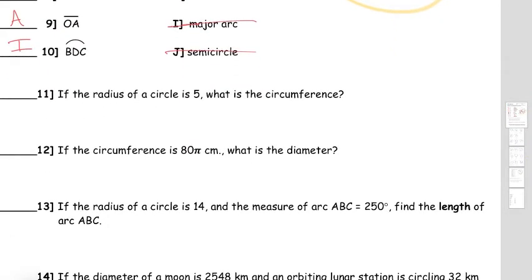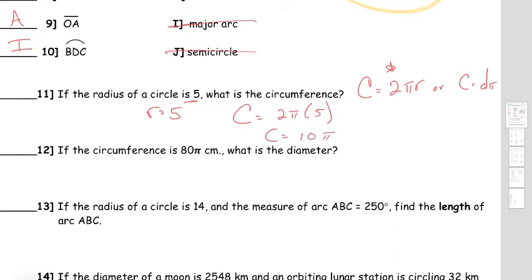Moving on. It says if the radius of a circle, R, is 5, what is the circumference? Well, remember, circumference can be given in two ways. The first one is 2 pi times the radius, or it's also diameter times pi. Now in this case, we have the radius, so we're going to substitute it in there. Circumference is equal to 2 times pi times the radius, or circumference is equal to 10 pi, which is approximately 31.42.